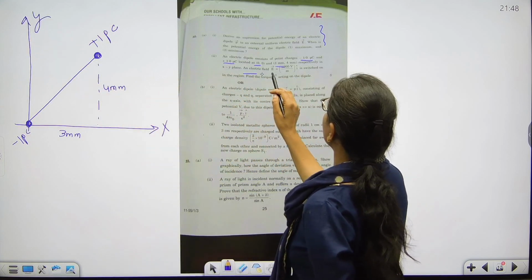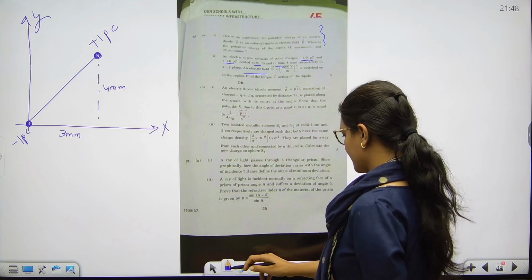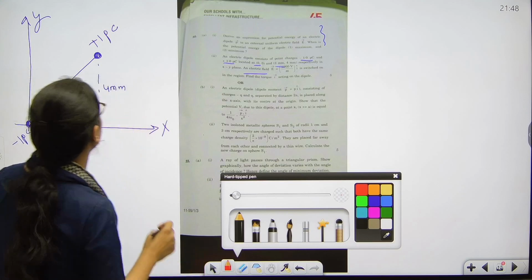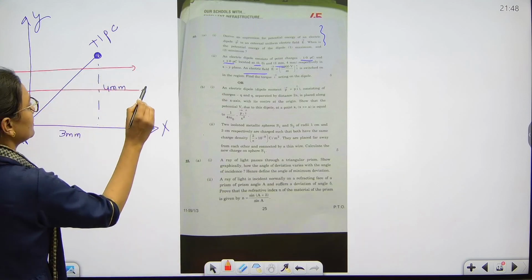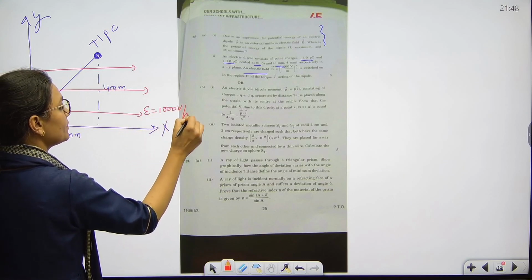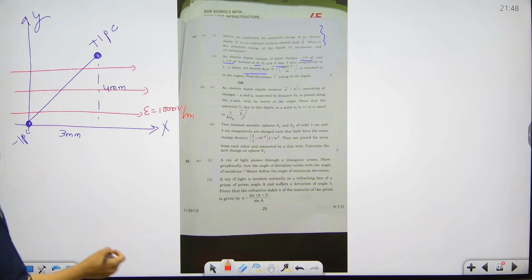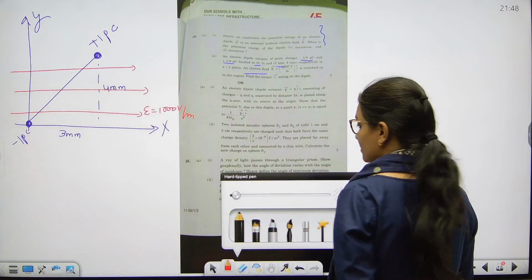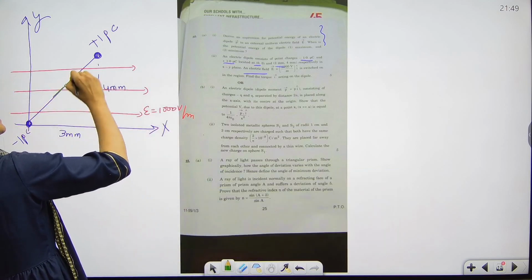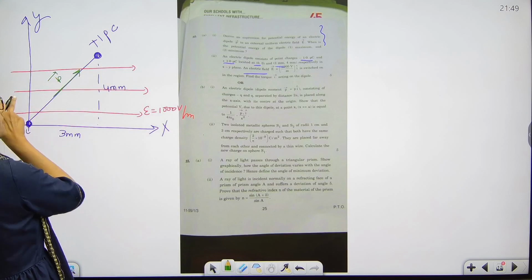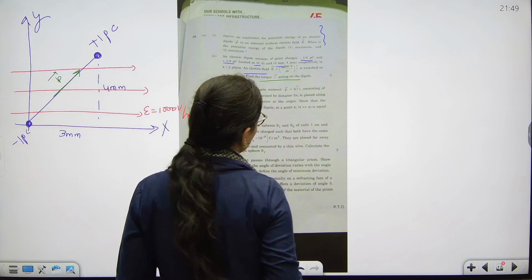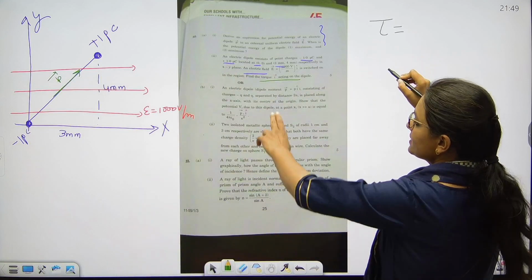After that we have an electric field in the i cap direction. The electric field is along the x-axis only, that is 1000 volt per meter. Electric field is like that, 1000 volt per meter. Now, what is the direction of the dipole moment? From negative to positive, it will be like that. This is the direction of the dipole moment and this is the direction of the electric field. What we need to find is the torque acting on the dipole. The torque formula we all know: it is P cross E.